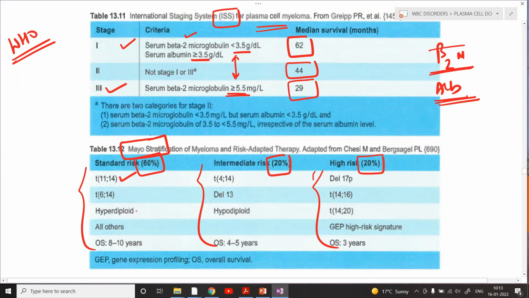Translocation 11;14 and hyperdiploidy have standard risk with 8 to 10 years survival. Translocation 4;14 and hypodiploidy have a 4 to 5 year survival rate. And deletion 17 or any translocation involving 14, that is 14;16 and 14;20, are associated with a very bad prognosis, and they have just a 3-year survival rate.